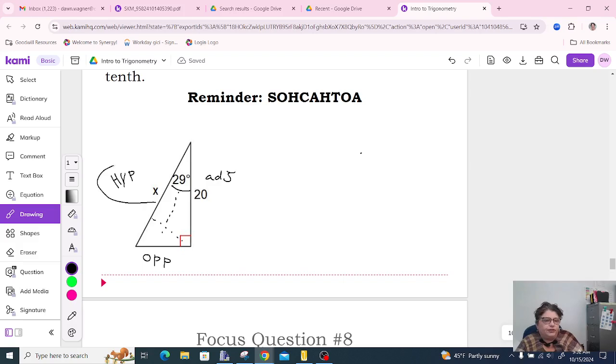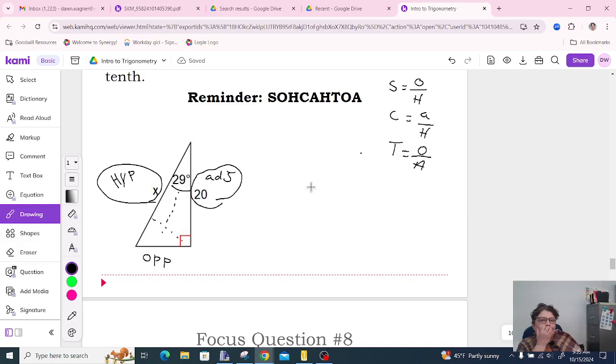Now, circle what you're looking for and the information you have. That tells you which one you're going to use. Remember, sine is opposite over hypotenuse. Cosine is adjacent over hypotenuse. Tangent is opposite over adjacent. That's what SOHCAHTOA means. So which one am I going to use if I circled adjacent and hypotenuse? Cosine is adjacent over hypotenuse.